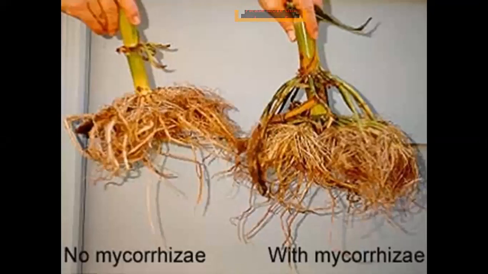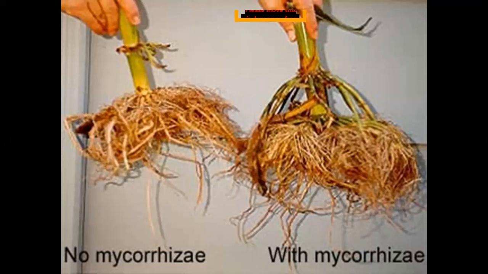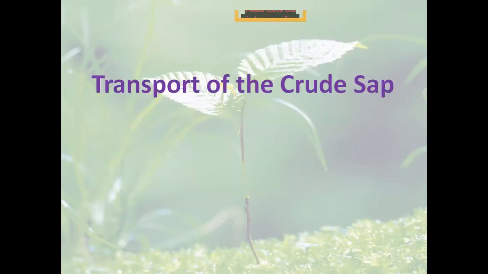So whenever we have a mycorrhiza, the length of the plant will increase, and the roots will be more intense and more complicated. In the absence of mycorrhiza, there is development, but not as much as in the presence of the mycorrhiza. The length of the ash trees here in the presence of the mycorrhiza is much greater. If you look at the figure, the length is much greater than in the absence. So mycorrhiza is beneficial for the growth of the green plants.